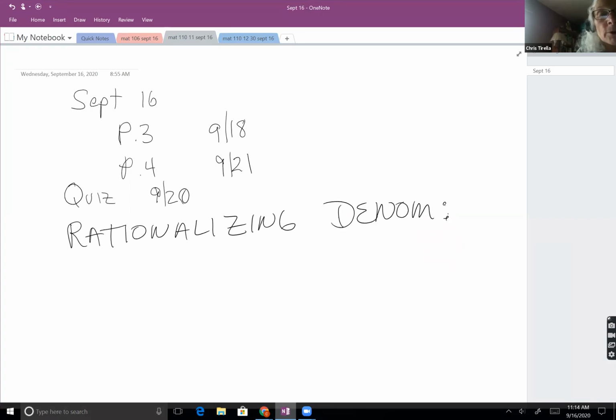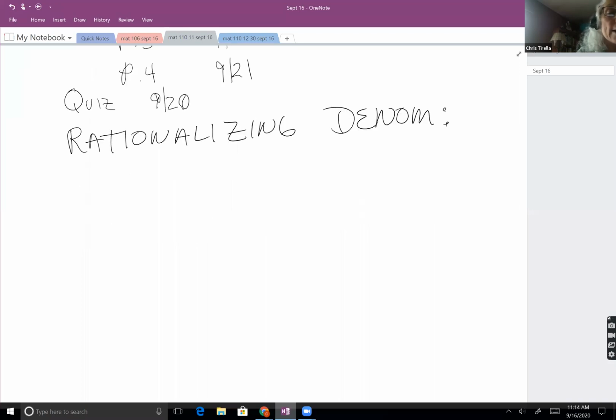Now, if I remember correctly, we had said that the square root of a over b is equal to the square root of a over the square root of b. And we had said we never wanted to leave a fraction underneath the radical. We also said we never wanted to leave a radical in the denominator.